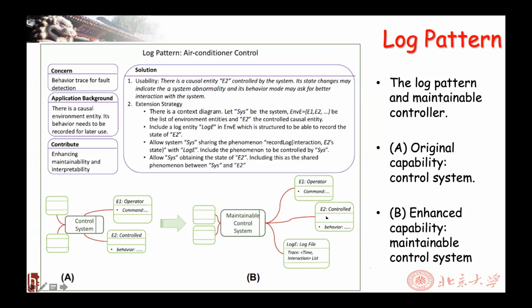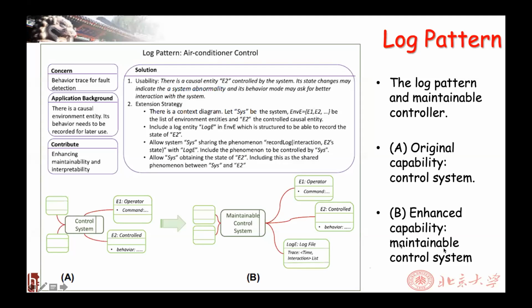That means they include a new entity, the log file entity. They keep all the records of the behavior of the controlled entity, with the time slot and time step and also the interaction between them. They keep a list of the behavior of the controlled entity, and that lets the system become more maintainable.